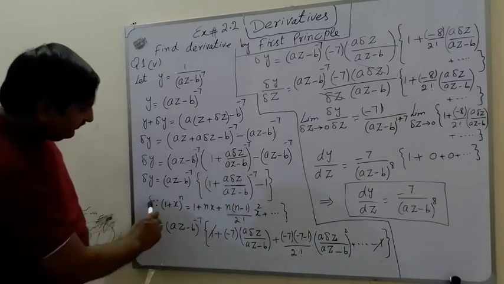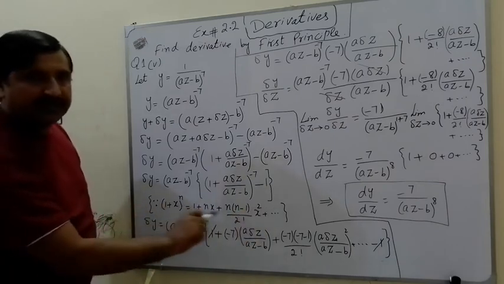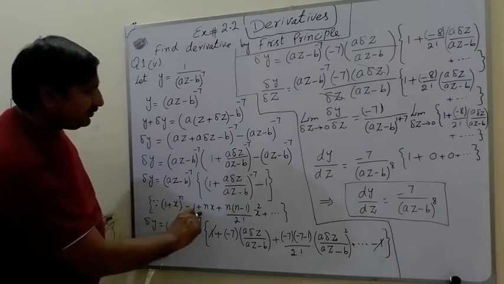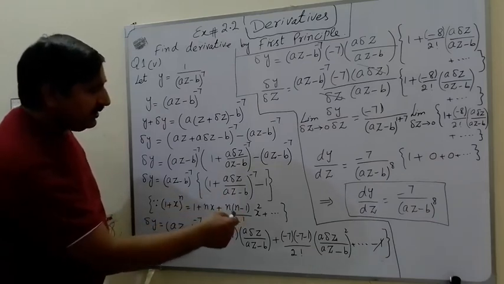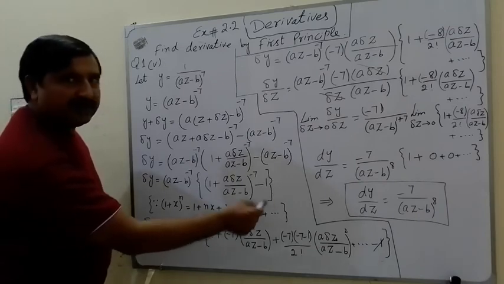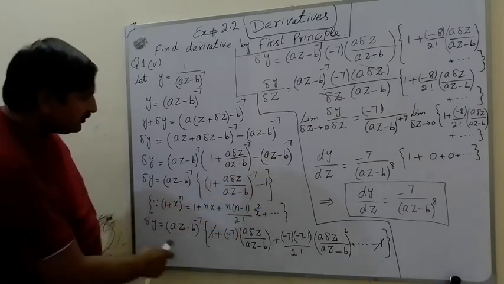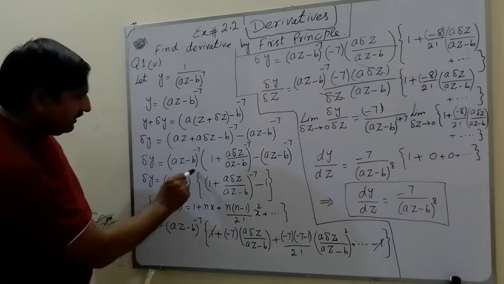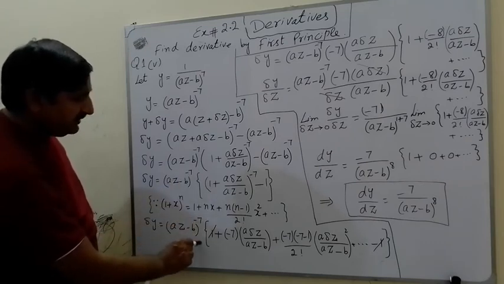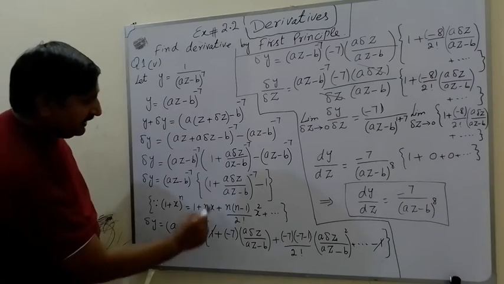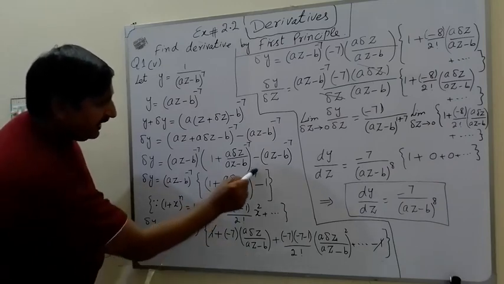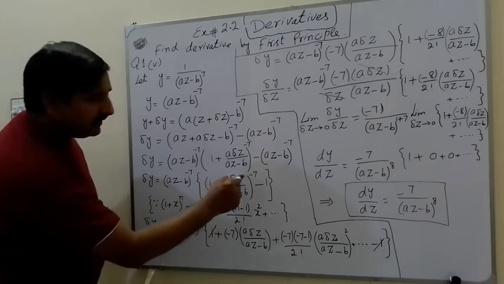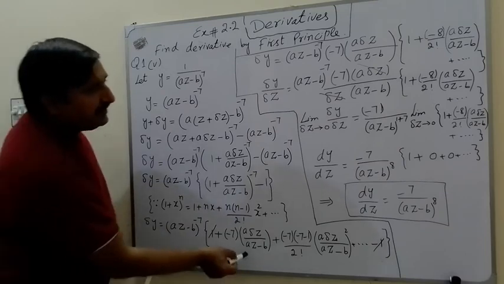In the next step, I apply the binomial theorem, the binomial expansion. What the binomial expansion says is that (1 plus x) raised to power n becomes equal to 1 plus nx plus n into (n minus 1) over 2 factorial into x square plus so on, according to its higher powers. So I apply the binomial theorem within a bracket for the first term. (az minus b) raised to power minus 7 is written as it is, start of the braces bracket, and 1 plus nx, n is minus 7, so I write minus 7, and x is the whole term, a into del z over (az minus b). It becomes this, right?